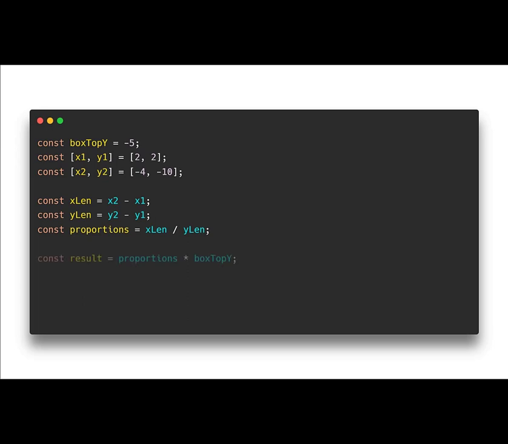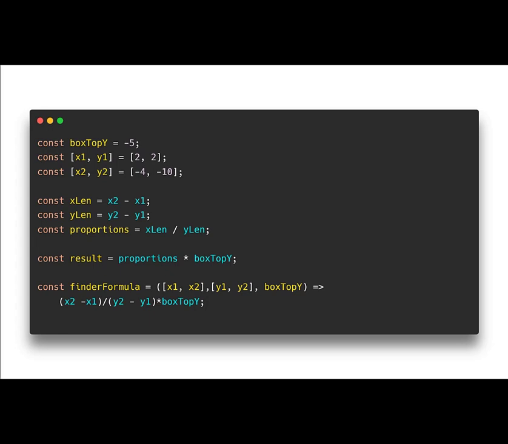But you can get the x length and the y length, and then you can calculate the proportions with that, using x1 and x2 for any 2 points on the line there, and that will give you the proportions that you can multiply by the box top y. And if you need that all in one nice little finder formula, there it is again.